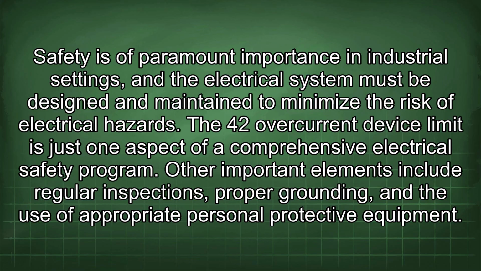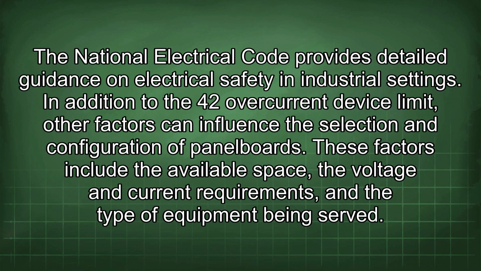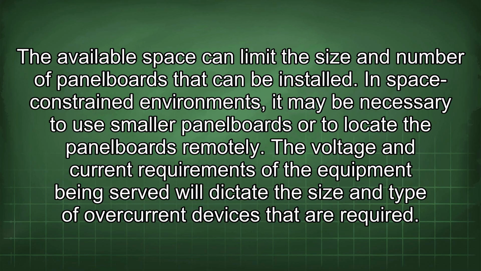Other important elements include regular inspections, proper grounding, and the use of appropriate personal protective equipment. The National Electrical Code provides detailed guidance on electrical safety in industrial settings. In addition to the 42 overcurrent device limit, other factors can influence the selection and configuration of panel boards. These factors include the available space, the voltage and current requirements, and the type of equipment being served. The available space can limit the size and number of panel boards that can be installed.